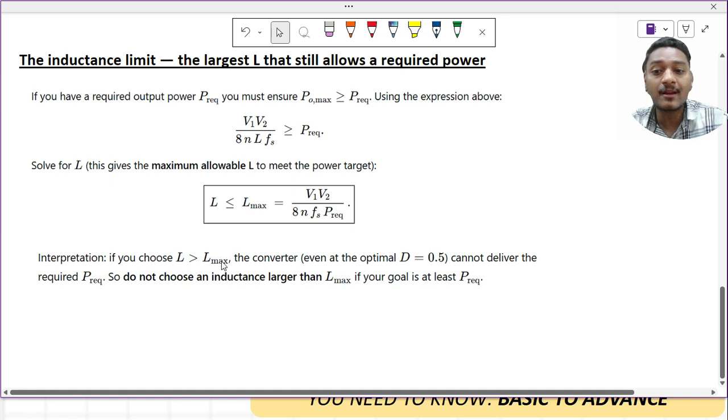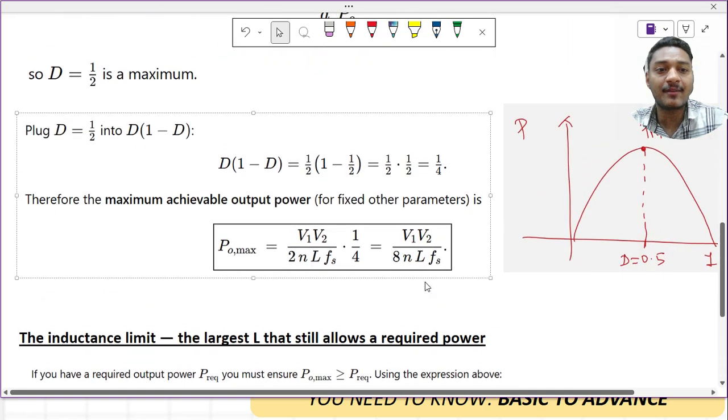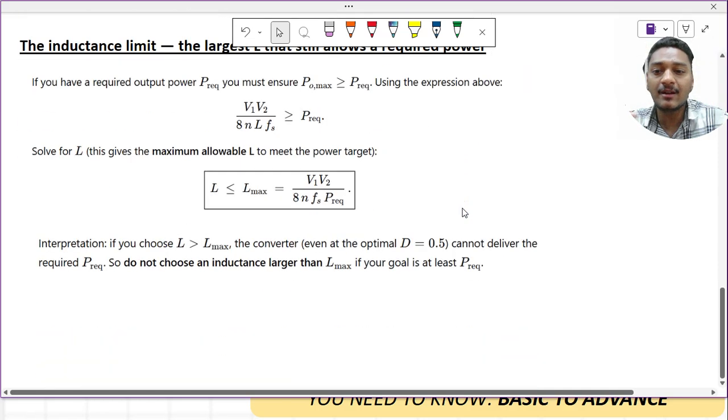If you choose L greater than L max, the converter even at optimum D equal to 0.5 cannot deliver the required P required. So do not choose an inductor larger than L max if your goal is to meet P required. Let us say I want to design the converter for 30 kilowatt. At D equal to 0.5 my maximum power should be greater than 30 kilowatt. This is how we design, and then for 30 kilowatt maybe I will operate my point here, and then proceed. So this is how we will design the component.